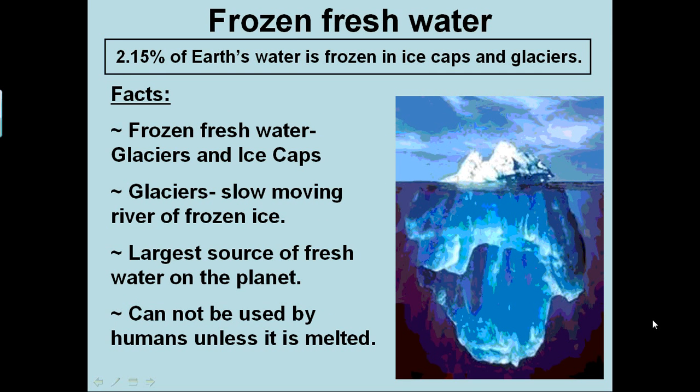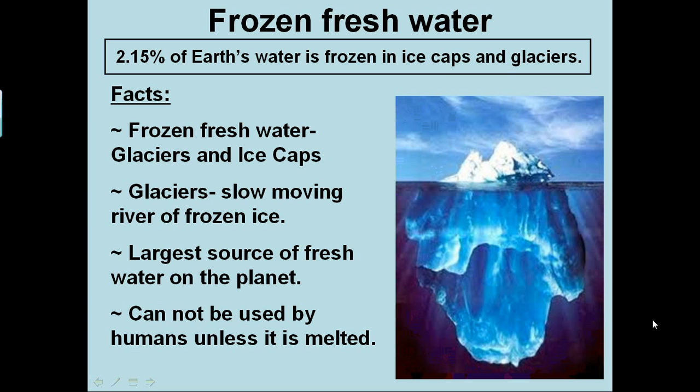The next type of water we're going to talk about is frozen fresh water. 2.15% of Earth's water is frozen in ice caps and glaciers. Facts you need to know about ice caps and glaciers, which in class we're going to call frozen fresh water, is that frozen fresh water is ice caps and glaciers. So this is just fresh water with low salinity that's just frozen.